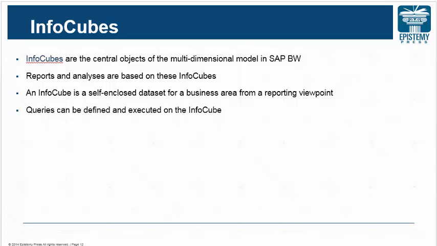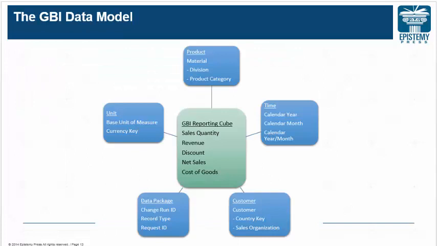Now here is the GBI data model. We have the fact table in the middle that has the sales quantity, revenue, discount, net sales, cost of goods. Each of these key figures can be presented from a customer perspective, from a time perspective, from a product perspective, from a unit perspective, from a record, a particular transaction.